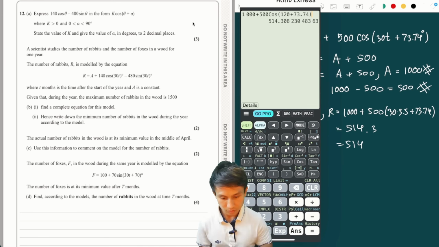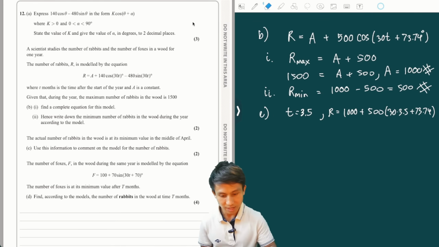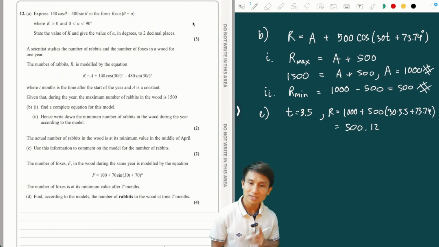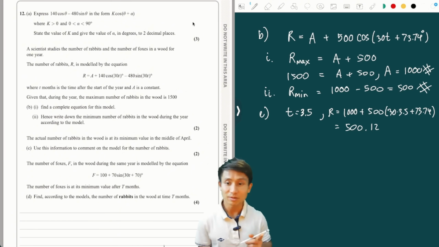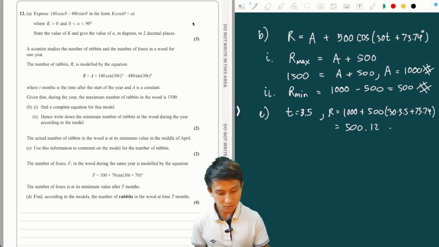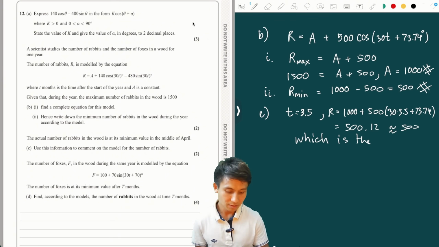Okay, so I'm just going to do that again. Sorry about that. Okay, we get about 500, right? 541.2. So that is pretty accurate. That's nearly 500, which is actually the minimum of the function r.